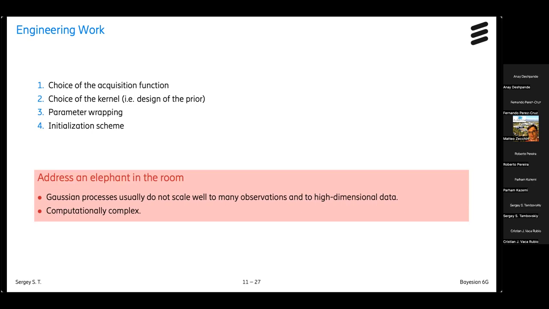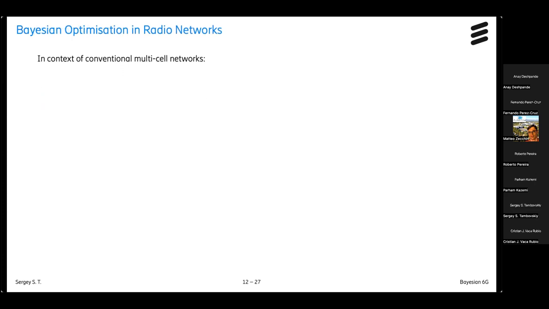And of course, there is also a very huge problem with most Bayesian methods: the Gaussian process does not scale well to many observations and is computationally complex. Of course, here I speak about the most basic, the most traditional approaches. To this day, we already have various approximation methods that allow us to reduce computational complexity or support high dimensionality, but you will see it in a couple of slides. Right now, I want to return to the topic of radio networks and where Bayesian optimization has already showed itself as a very useful tool.